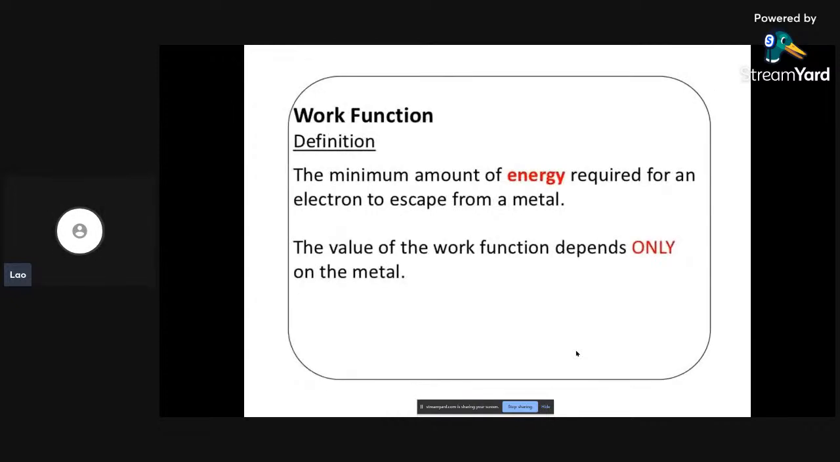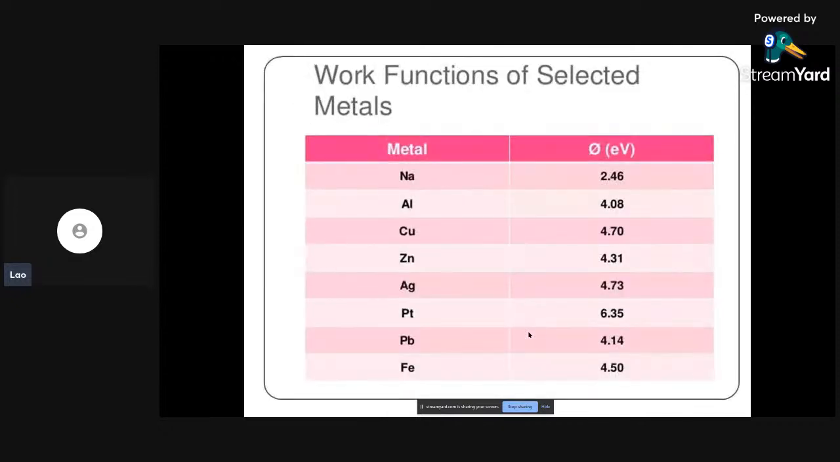So, ibig sabihin, work function niya, the minimum amount of energy required for an electron to escape from a metal. The value of the work function depends only on the metal. So, ibig sabihin, hindi lahat ng niradiate or tinapon na lights doon sa isang metal or sa isang photosurface, kung hindi siya enough amount para makapag-release ng electrons, hindi talaga siya mangyayari. So, we have here work function of selected metals. Ito yung mga metals na kung saan pwedeng mangyari ang photoelectric effect.